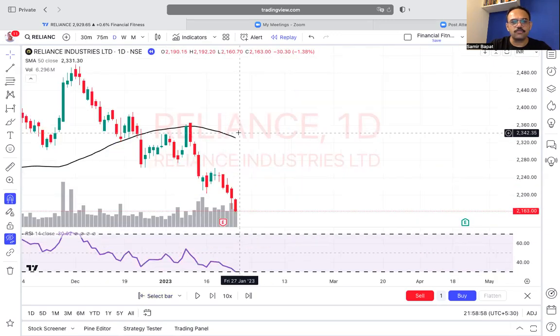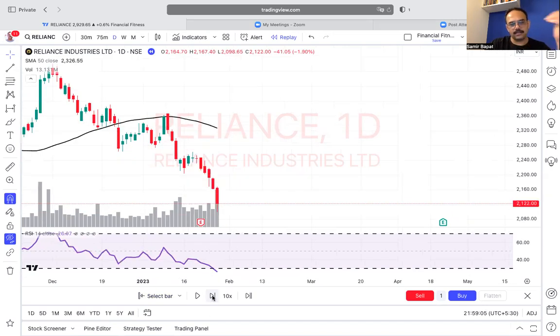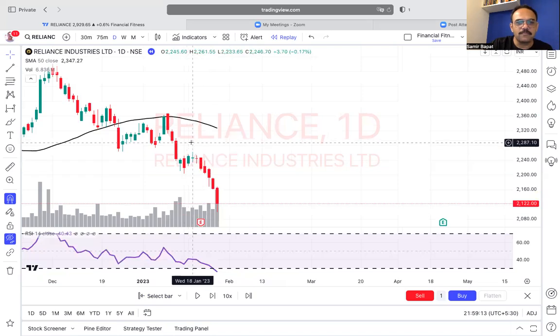I have put the volumes also here. It has gone down and it has gone below 30 on the RSI. So what we will do is go back. We are seeing this 5-candle top V shape. We will put a horizontal line here.